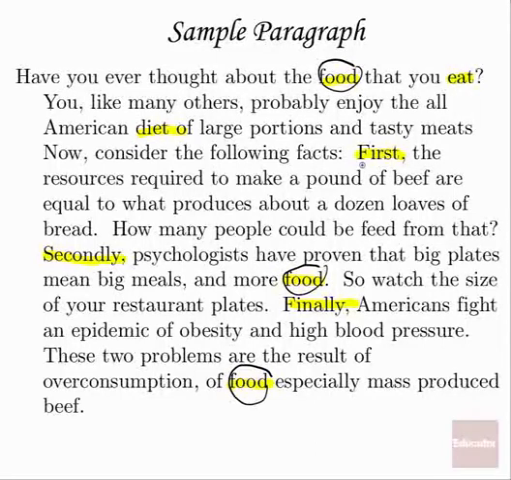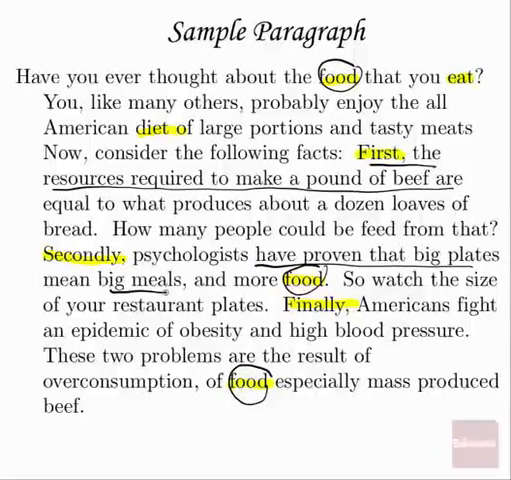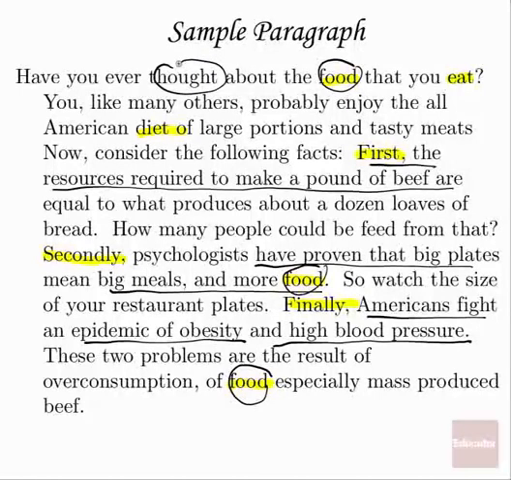So what I would have to do here to figure out what the thesis is, I'd just look at my details. So first, the resources required to produce beef are equal to what produces a dozen loaves of bread. All right, so it's an important detail. Psychologists have proven that big plates mean big meals and more food. So watch your restaurant's plates. Okay, Americans fight an epidemic of obesity and high blood pressure. So far, what I've noticed about this is that the author is kind of pointing out some bad things about food and asked us to think about the food that we eat.